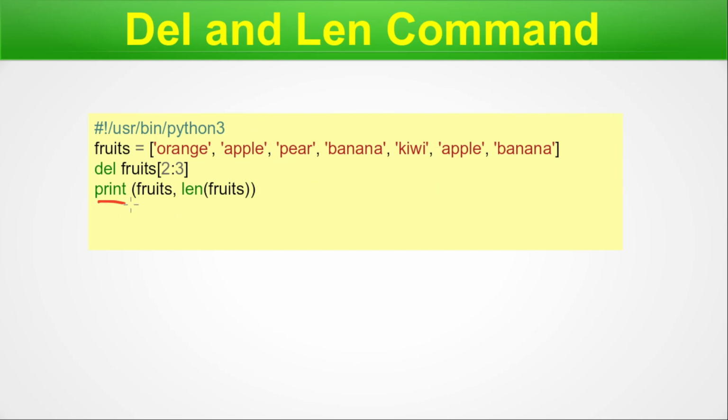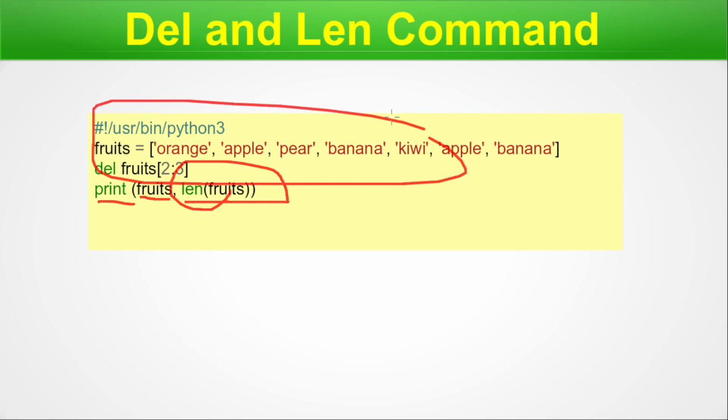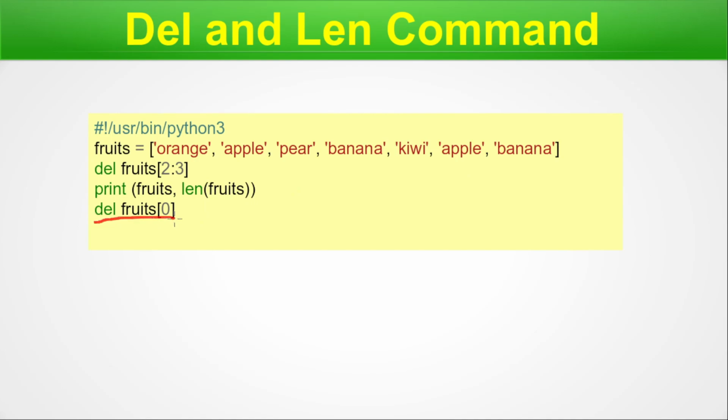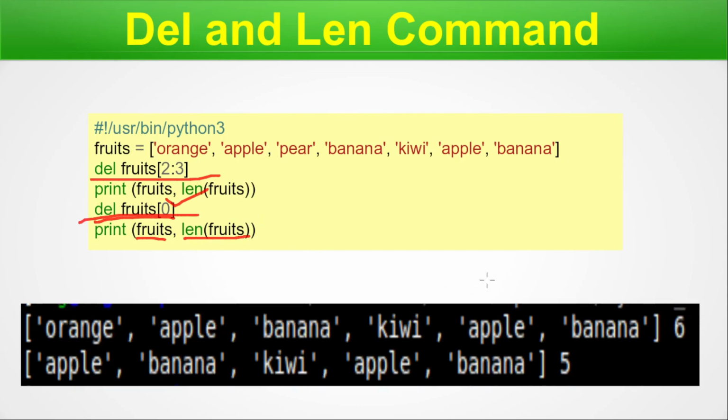Next we have print fruits, then length of the fruits, that means the length of the remaining elements after the deletion will be printed here. Then we write del fruit 0, the 0th index is deleted. So del can be used to delete a slice, or del can be used to delete one particular element. Then again we write fruit, then len, then fruit. So we will print the fruit as well as its length. So you will see both the things coming out as an output. Once we run the code, we have this output.